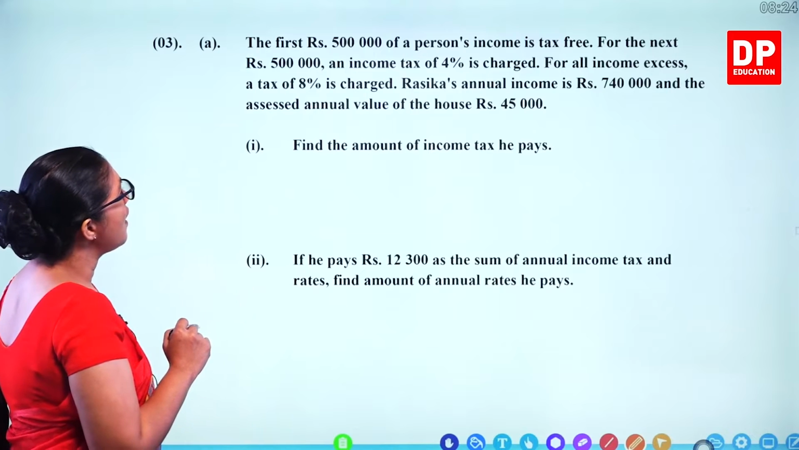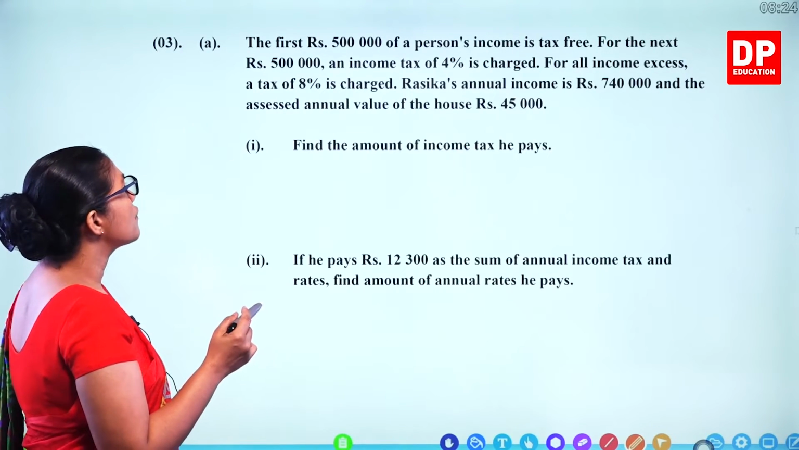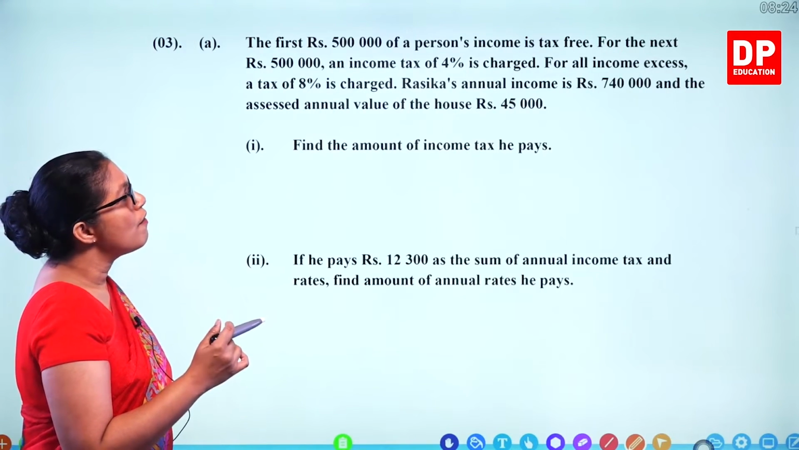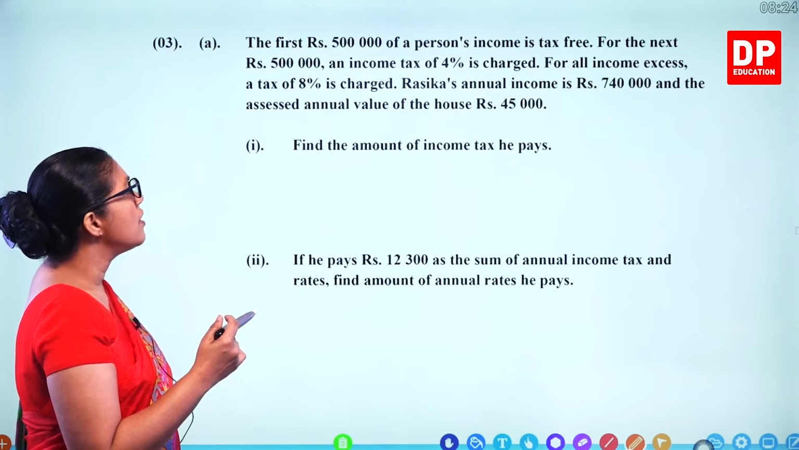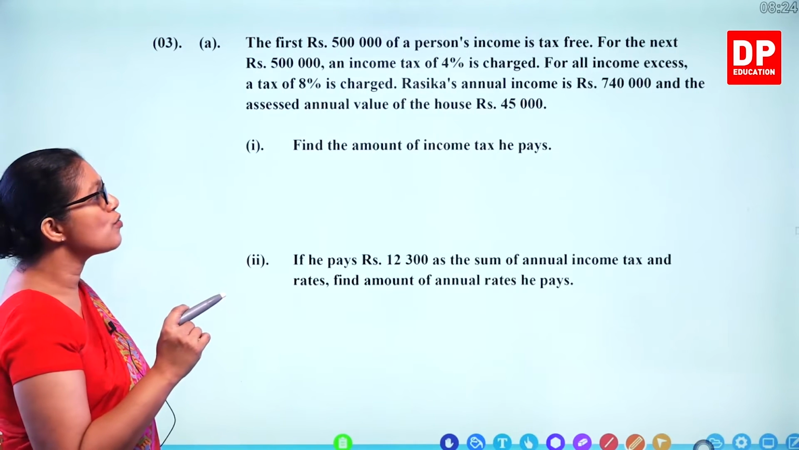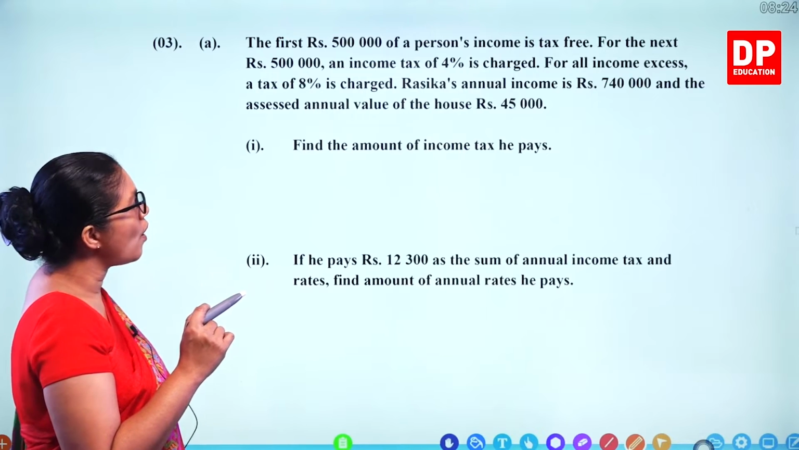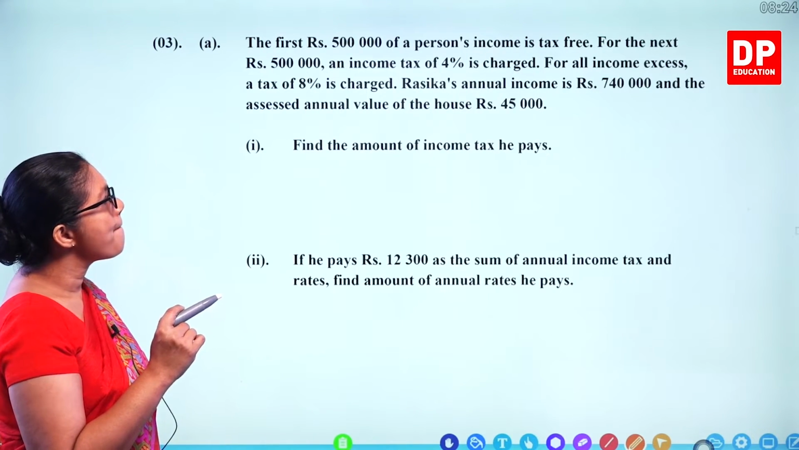The first 500,000 of a person's income is tax-free. For the next 500,000, an income tax of 4% is charged. For all income excess, a tax of 8% is charged. So, Rasika's annual income is 740,000 rupees and the assessed annual value of the house is 45,000 rupees. Find the amount of income tax he pays.